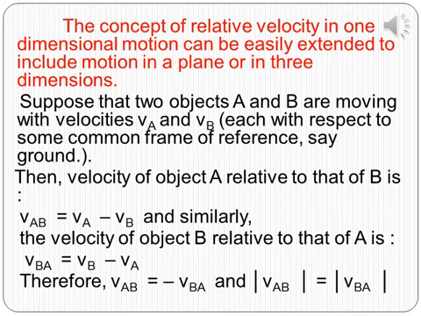Therefore, VAB is equal to minus VBA. Even though these relative velocities are in opposite directions, their magnitudes are the same. So the modulus of VAB is equal to the modulus of VBA.